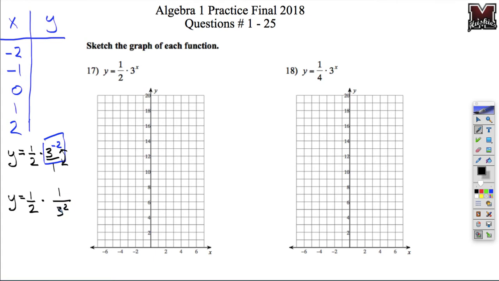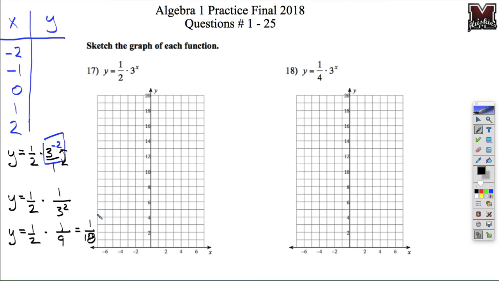I need to simplify this still a little bit further. This thing is equal to y equals 1/2 times 1 over 3 squared, which is 9. Now I need to multiply fractions. You multiply straight through, top times top, bottom times bottom. 1 times 1 is 1. 2 times 9 is 18. 1 over 18.